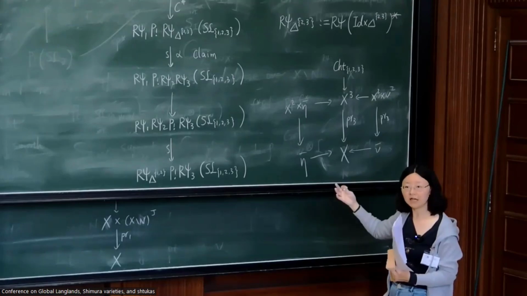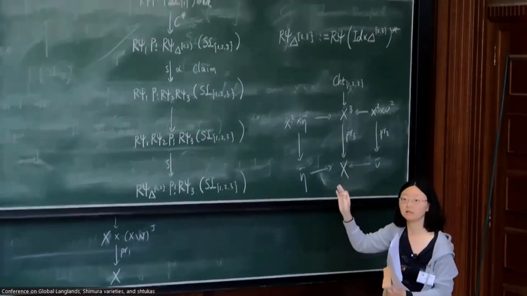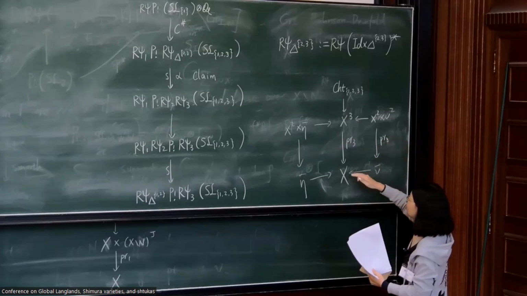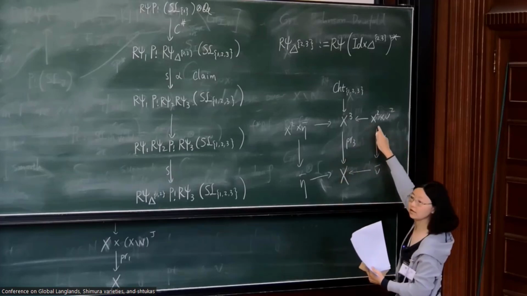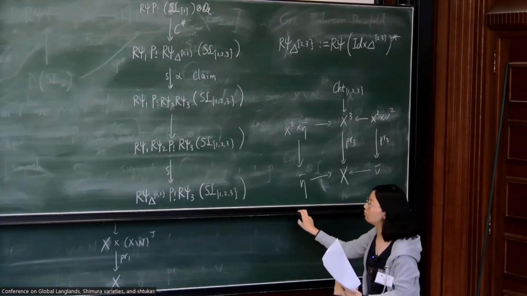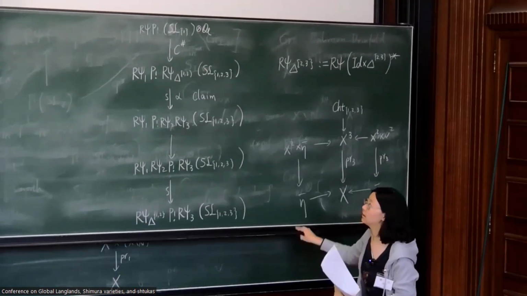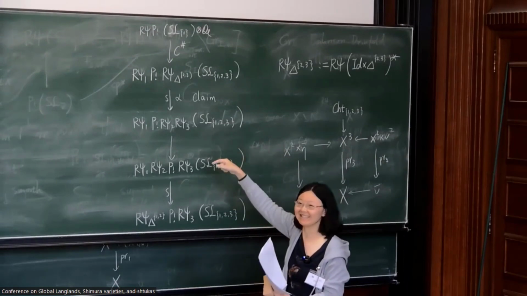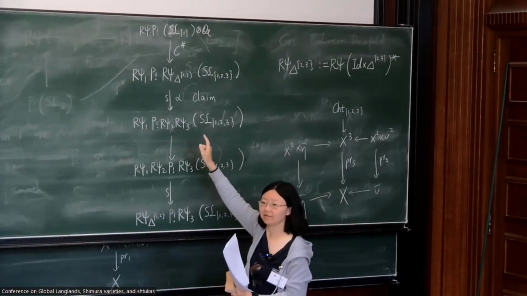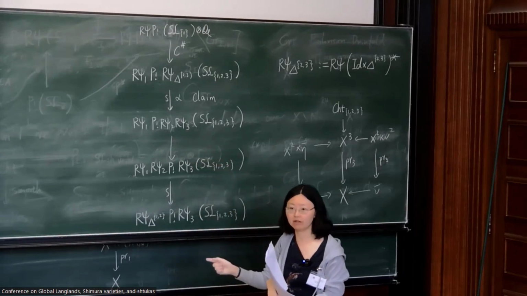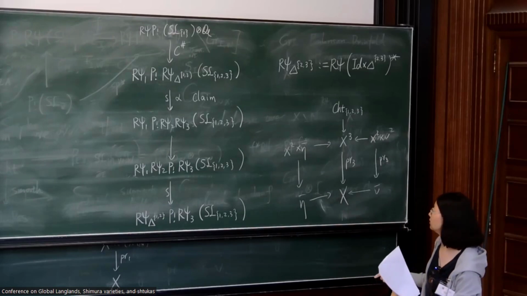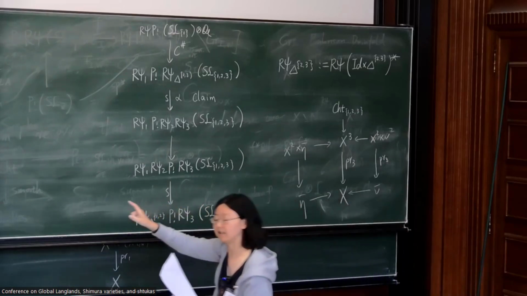We can also have the iterated nearby cycle, which is more complicated. It's over the generic point of these things. The base is more complicated. But the claim shows that all these nearby cycles are the same for the sheaf, the naive one or the iterated one. So I will just write down the claim.